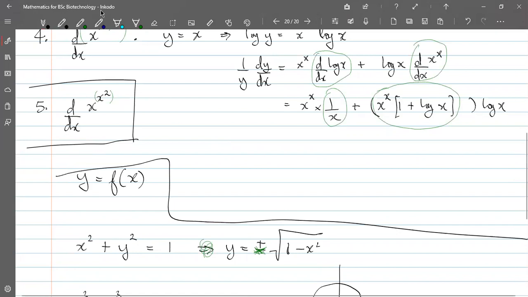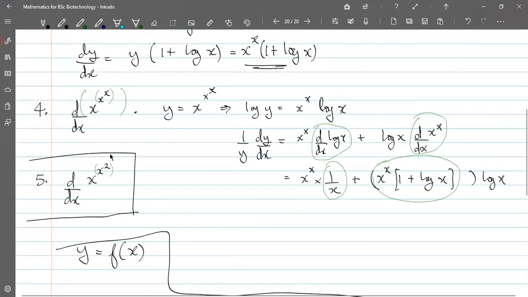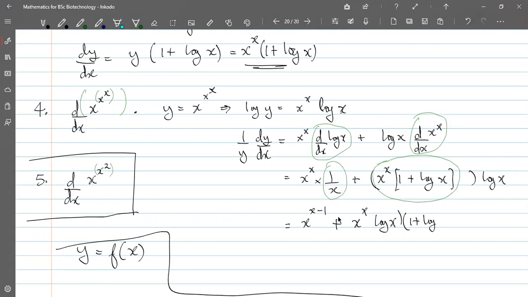So let me just finish it here. So this is the answer. You can just simplify it a little bit if you want. Here you have x to the something divided by x. So that's x to the x minus 1, right? X to the x divided by x to the 1. So that's x to the x minus 1. Here you have, plus x to the x, then log x, and then 1 plus log x. Okay.